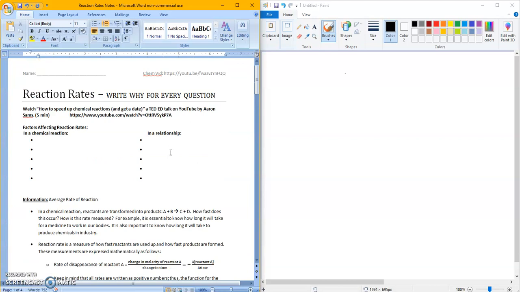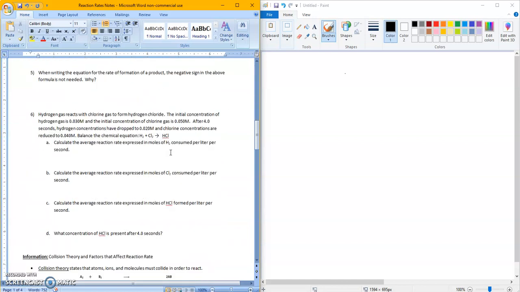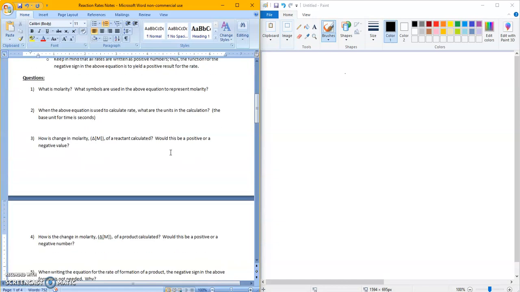And then of course, how do you speed up the rate of a reaction? Those 5 things are excellent when we're speeding up rates of reaction, and they will help you in a future lab. All right, so let's go over the questions. Those are the ones that we haven't done yet.